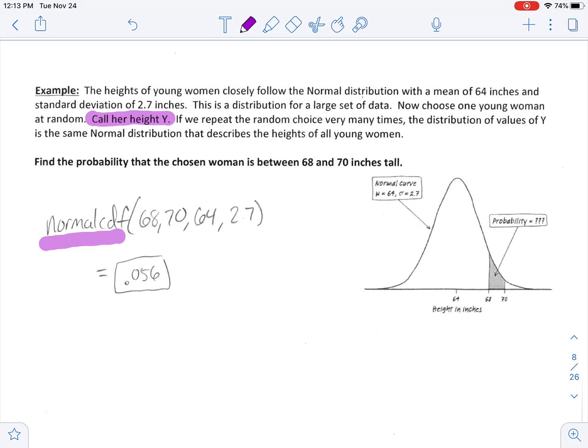So if I want to find the probability that it's between 68 and 70, remember here's kind of your curve here. If I'm looking for the probability, remember that's normalcdf. invNorm is when I know that this is like 30% of the data, right?